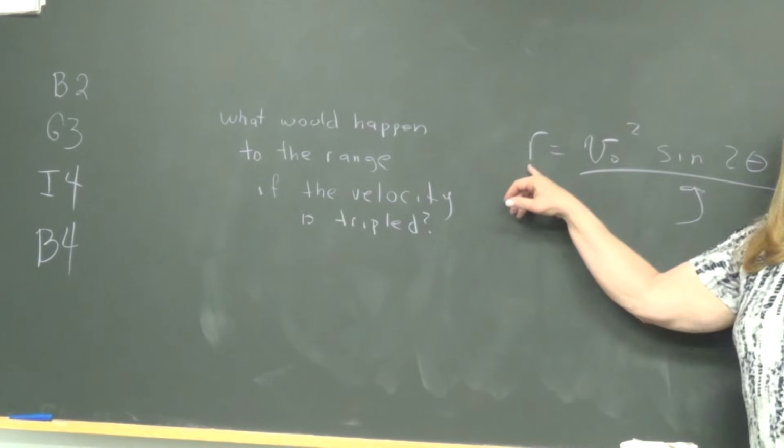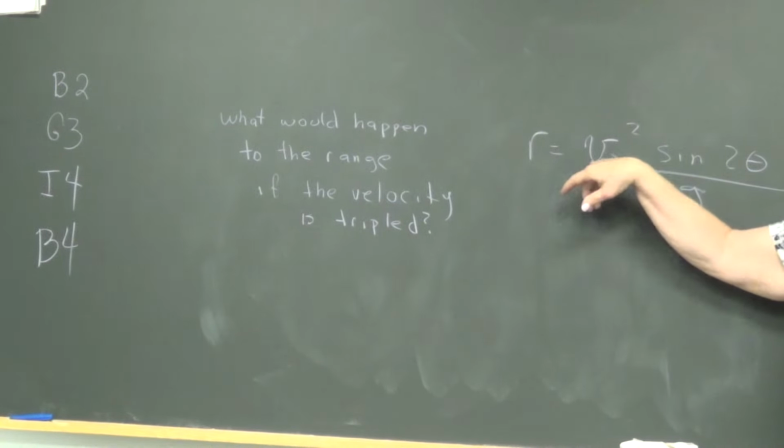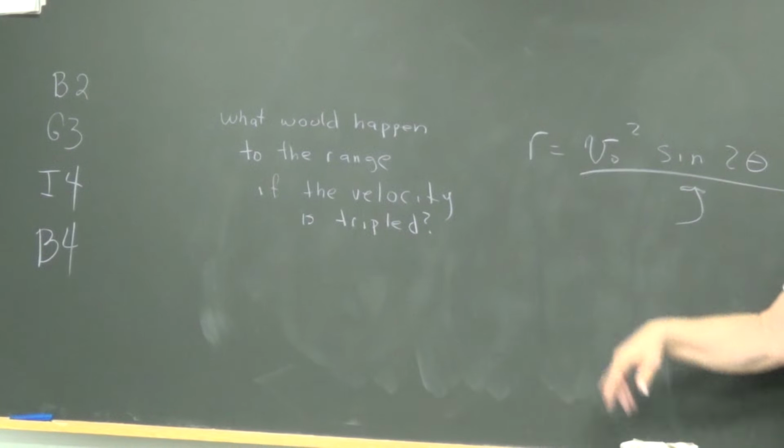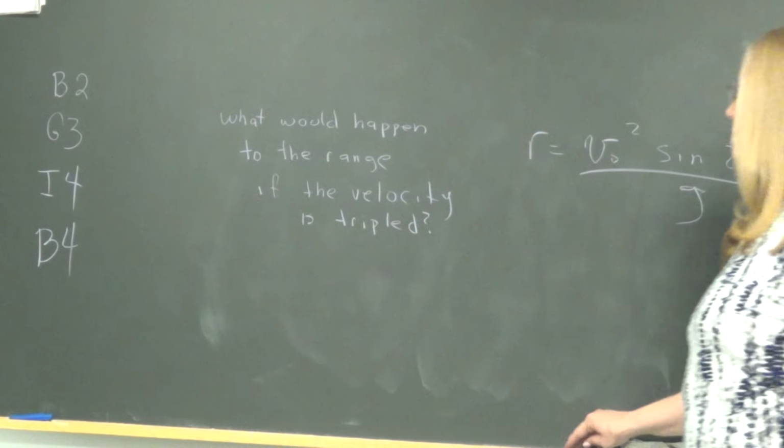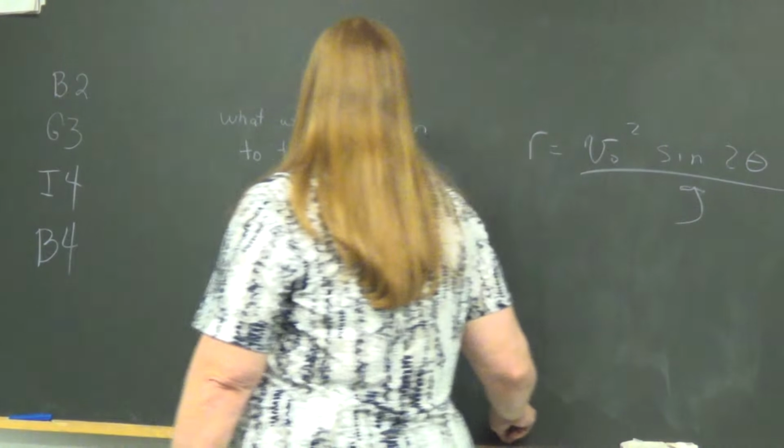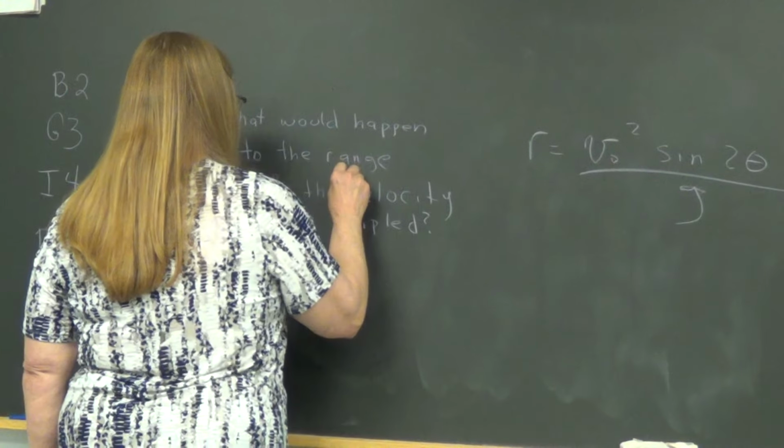What would happen to R if I go in here and triple the velocity? Let your math help you answer that. If initial velocity is tripled. Yes, initial velocity. I'll put that in, initial.